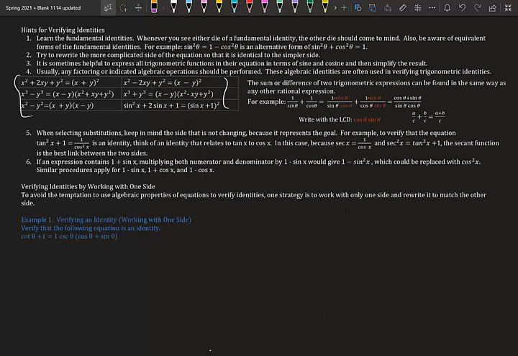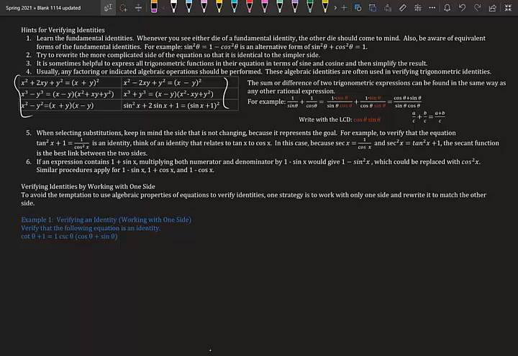5. When selecting substitutions, keep in mind the side that is not changing, because it represents the goal. For example, to verify that the equation tan squared x plus 1 equals 1 over cosine squared x is an identity, think of an identity that relates tan x to cosine x. In this case, because secant x equals 1 over cosine and secant squared x equals tangent squared x plus 1, the secant function is the best link between the two sides. So meaning, I need to use math to prove tan squared x plus 1 equals 1 over cosine squared x. We do that by finding common ground.